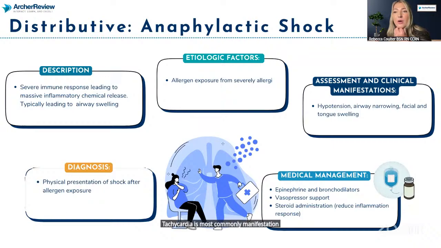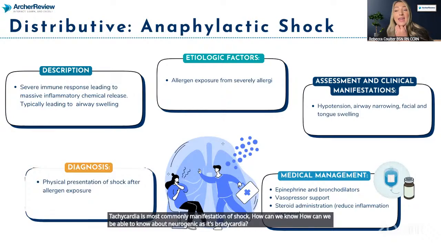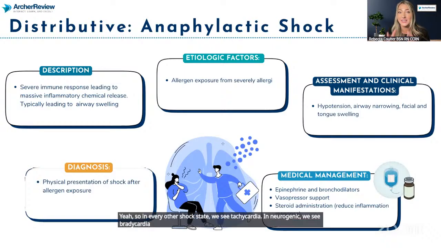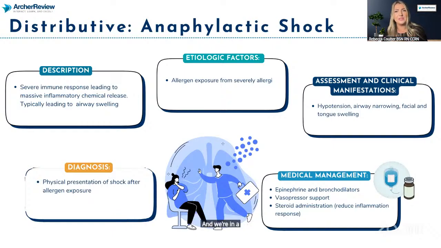How can we know about neurogenic, as it's bradycardia? Yeah, so in every other shock state, we see tachycardia. In neurogenic, we see bradycardia. So it's a really good differentiating symptom. When we see that bradycardia and we're really hypotensive and we've got a note that they've had a spinal cord or a brain injury, we think they're in neurogenic shock.